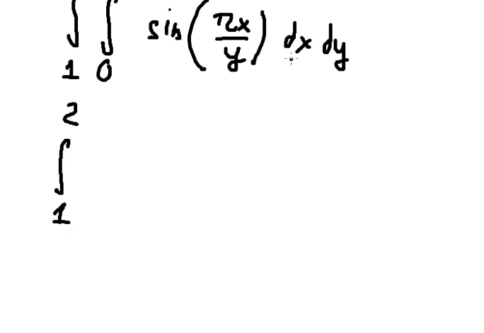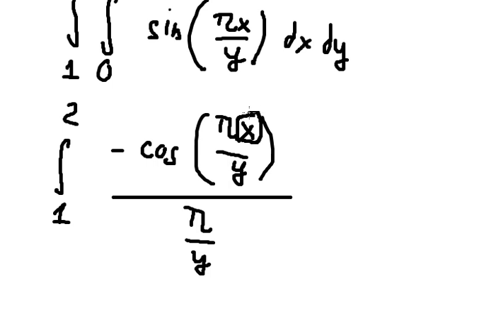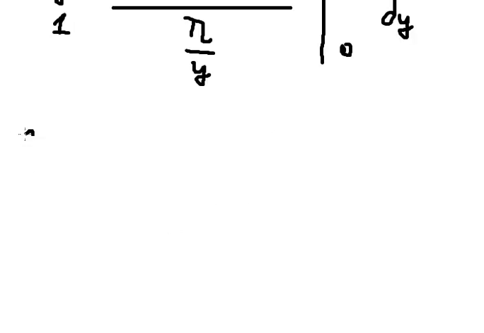The integration of this one for the x, that is negative cosine of bx over b. Then we divide by b, because in this one x is the variable, y is just like a number. That's why we have this one in here. And then we put the bounds from 0 to y squared. y squared I will put in here, 0 goes in here. So we have it like this.